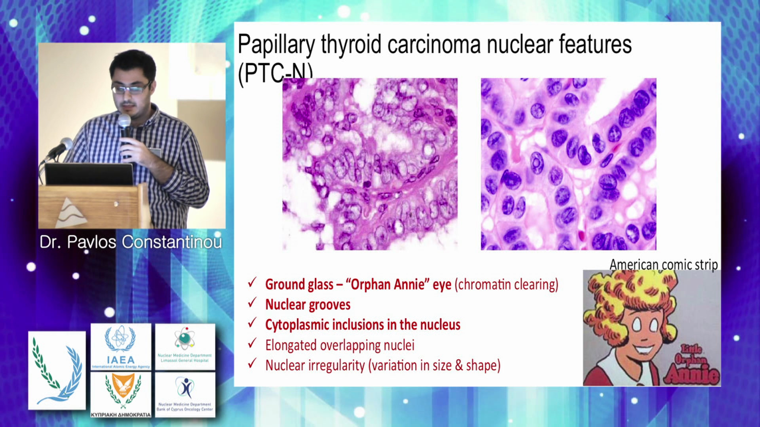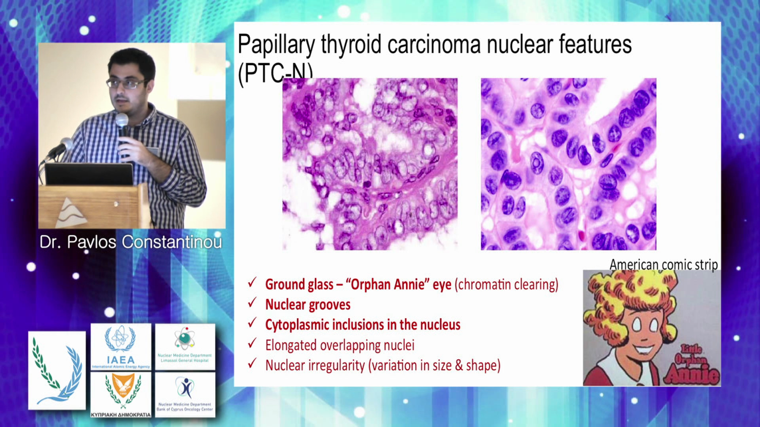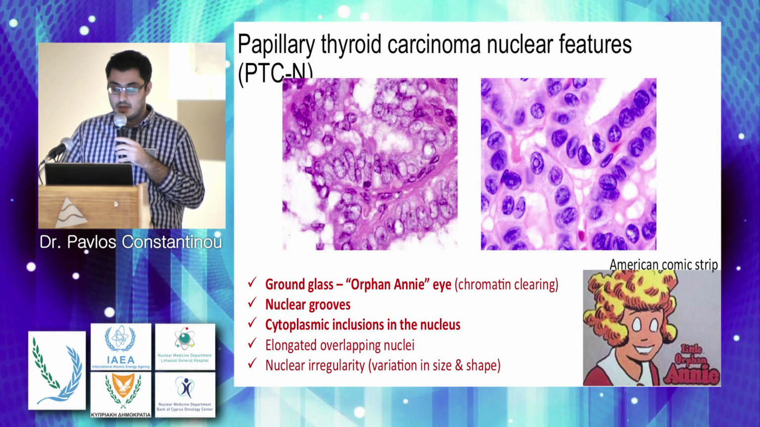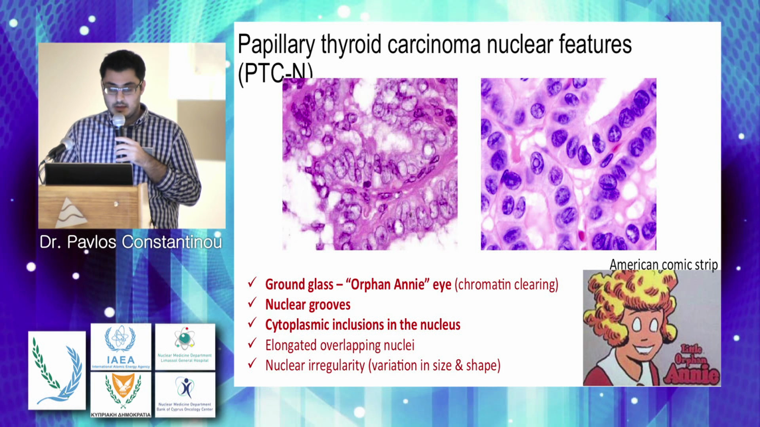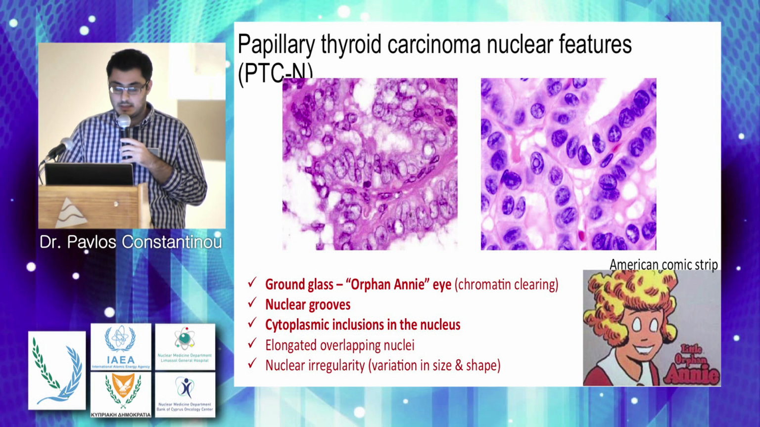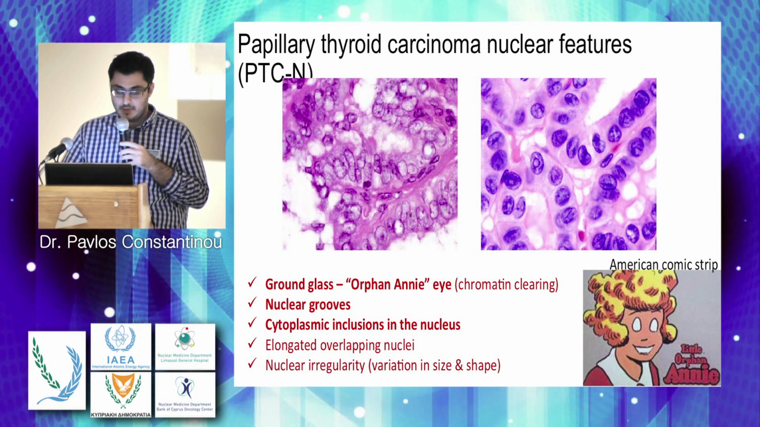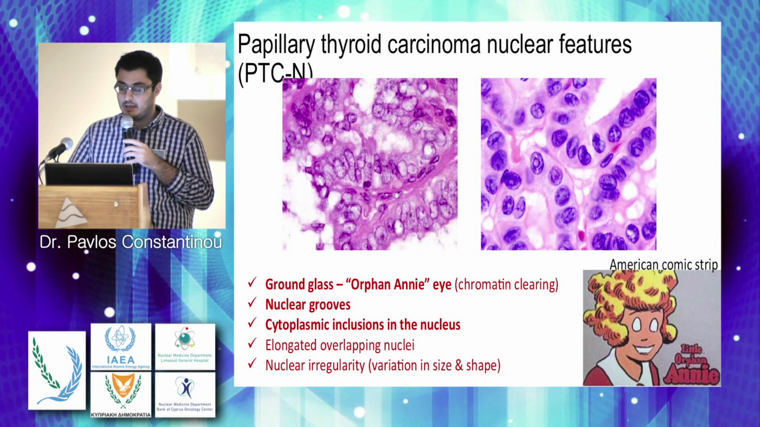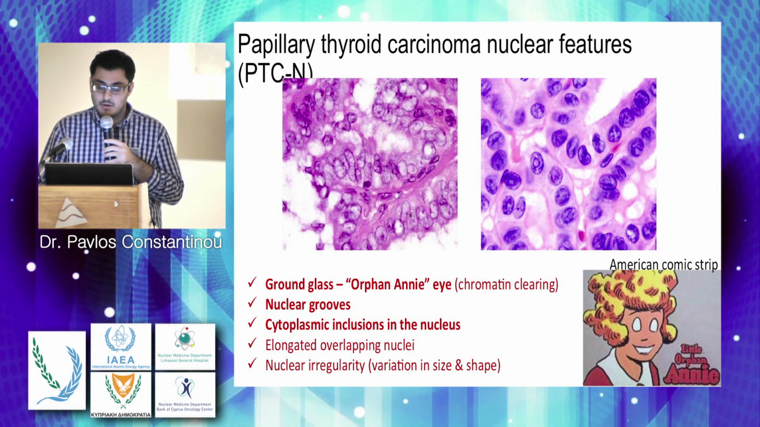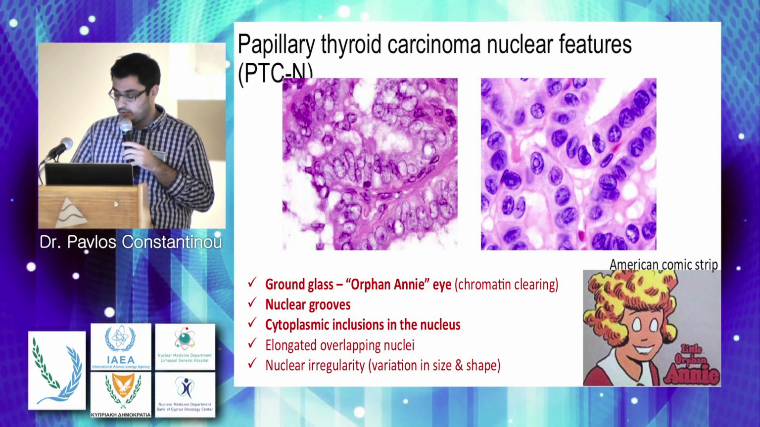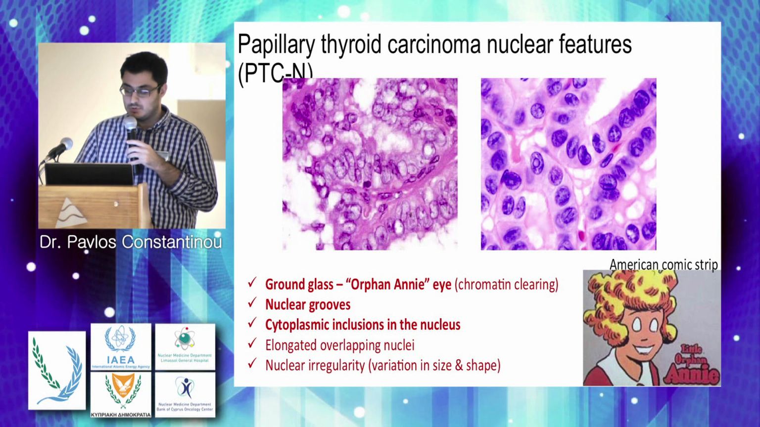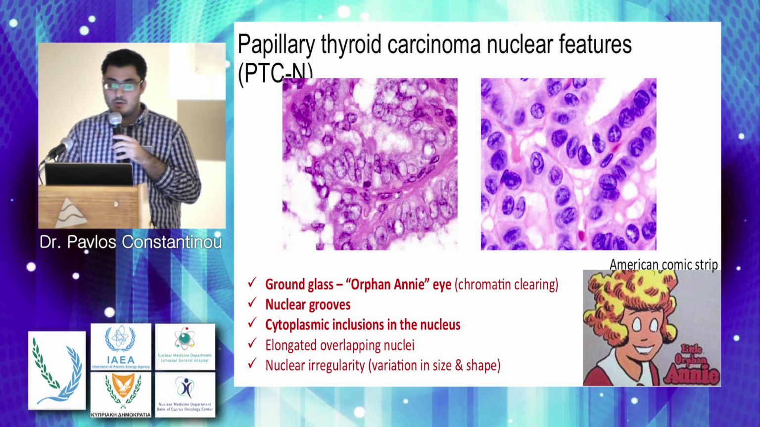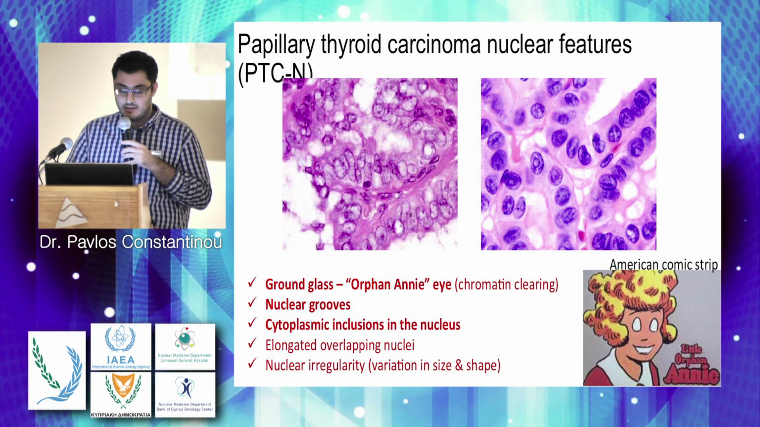Here we have in details the criteria for those nuclear features. You can see here the chromatin clearing in these nuclei. They look very similar with the eyes of this little girl here, coming from an old American comic strip, which later on became the famous musical with Annie. That's why we call them Orphan Annie eye.